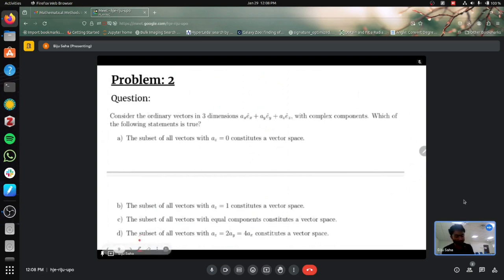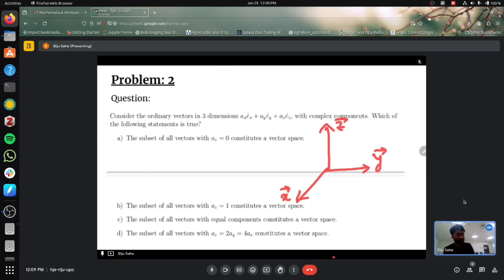In this problem, basically you have to show that you have a three-dimensional vector. A three-dimensional vector is something we always come across in physics. There is an x direction, a y direction, and a z direction. This is your x direction, this is your y direction, and this is your z direction. So this is a three-dimensional plane.